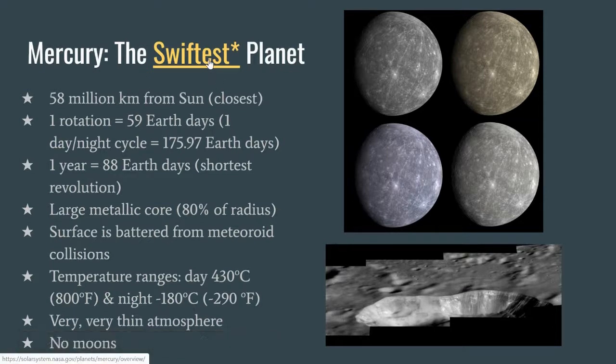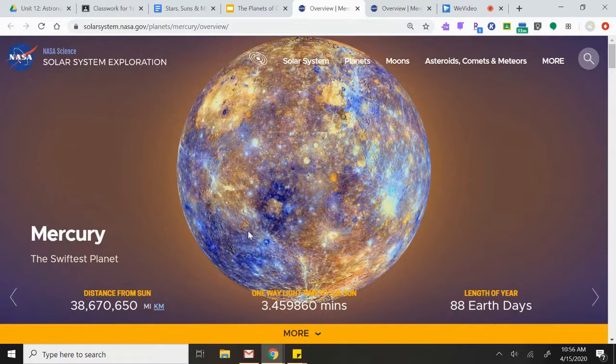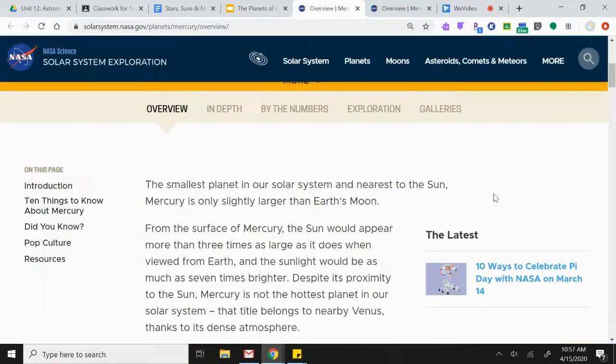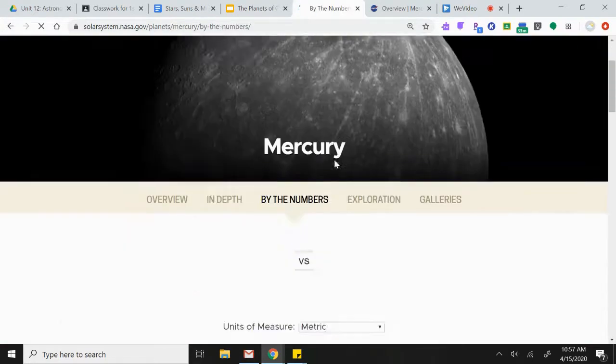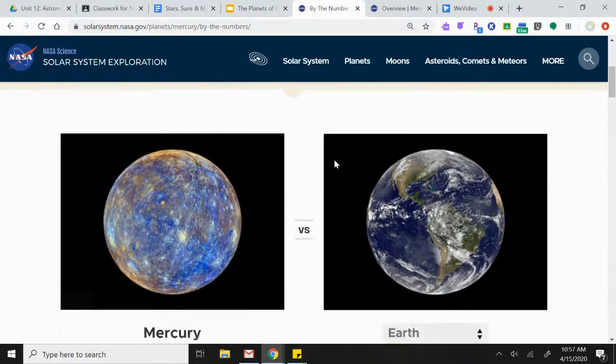We can also take a look at this link here. If we click on that, it will take us to some more information about Mercury. So here's where we can find some more information about it. Okay, so we've got our overview here, which talks a little bit more about Mercury. We can get a little bit more in depth. We can look at it by numbers, as well as some photos of it too.